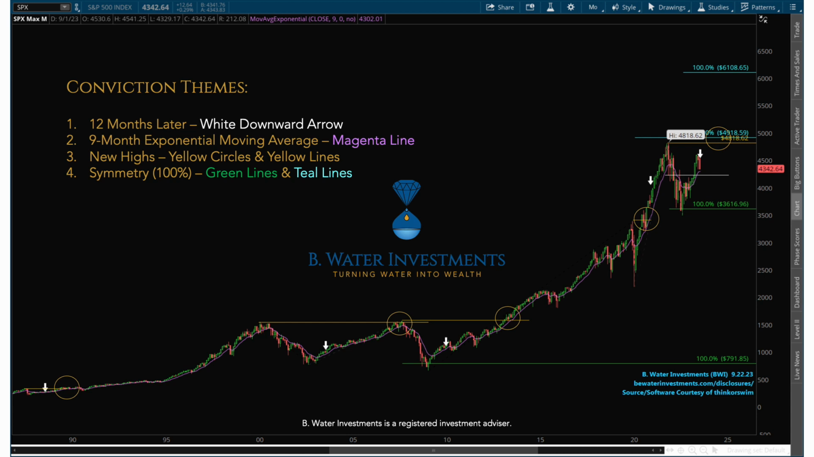Look at all the price appreciation that happened from the summer of 2020 to 2022, where the new all-time high at 4818.62 occurred on January 3rd, 2022. My point is that because we're 12 months off the lows, because we're above the 9-month exponential moving average, we're trending. And it's no different to date than any other bear market since 1987. So, what other convictions do we have?